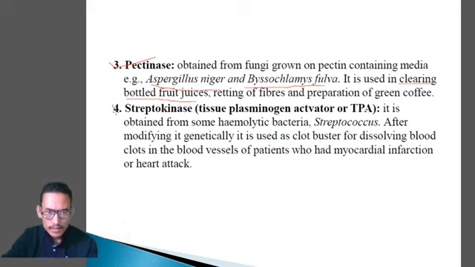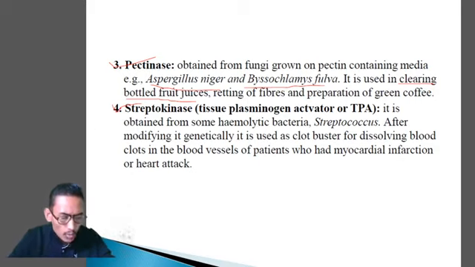Next enzyme is streptokinase, also known as tissue plasminogen activator or TPA. Clear? This enzyme streptokinase is obtained from the hemolytic bacteria called Streptococcus. Remember the name of the microbes? Streptococcus.